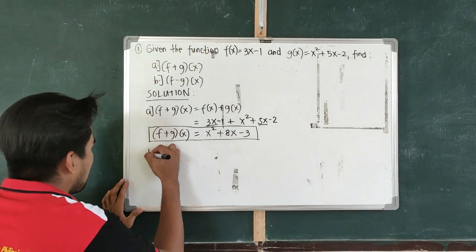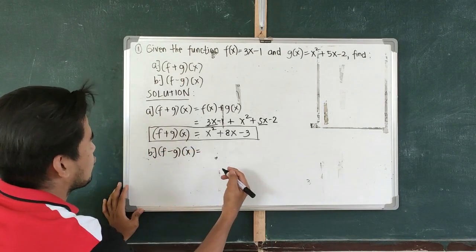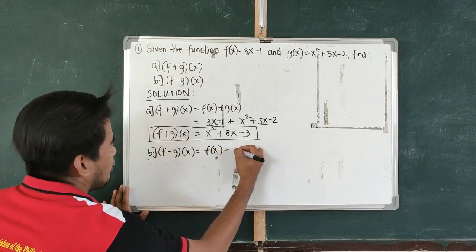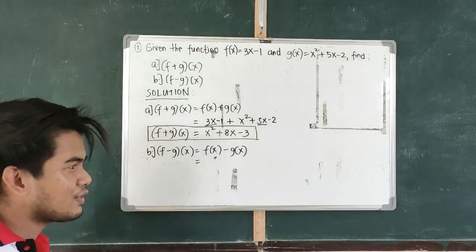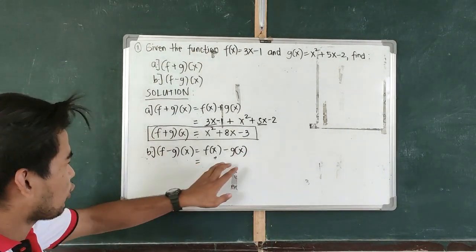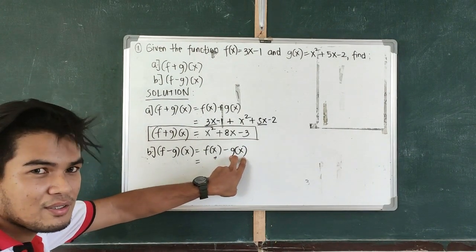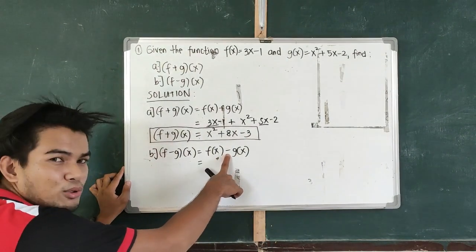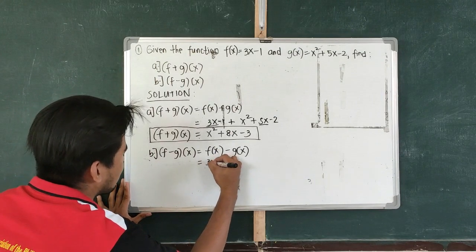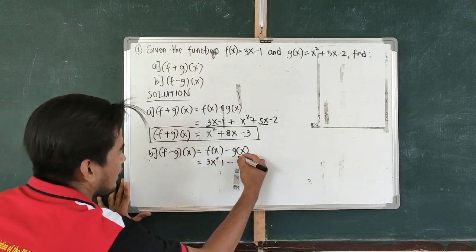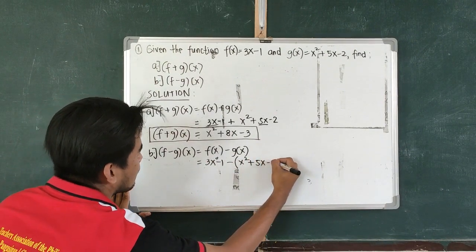For the difference, we have f minus g of x is equal to, of course, f of x minus g of x. So take note, kapag ang kinukuha ay difference, we enclose the value of g of x using parentheses. Okay? Kasi meron siyang negative symbol here. Kailangan siyang i-distribute. Okay? So f of x is 3x minus 1. Then g of x is x squared plus 5x minus 2.